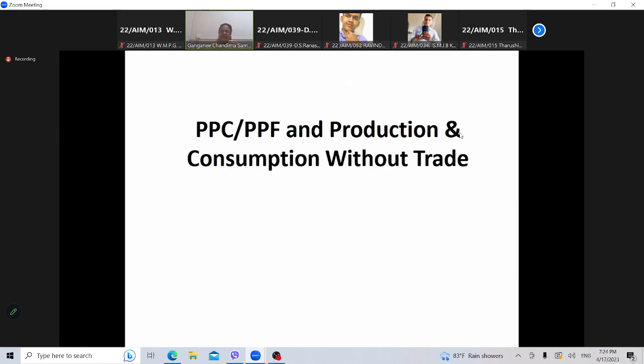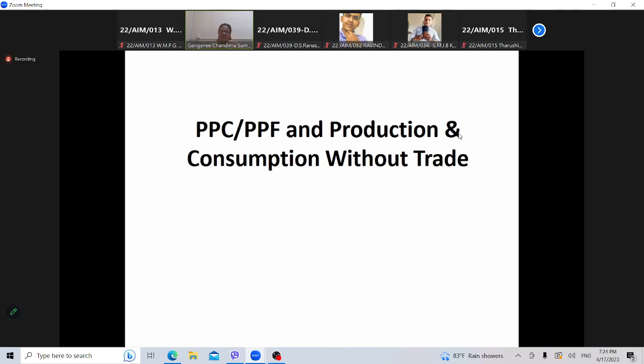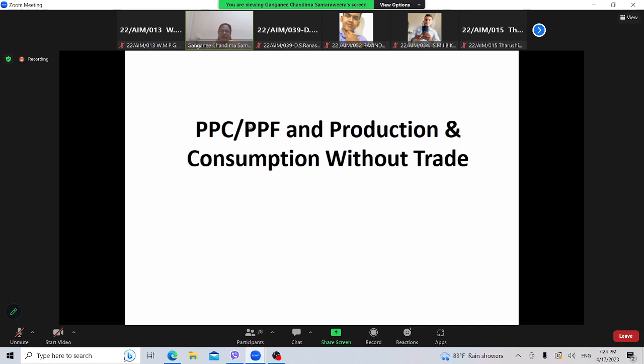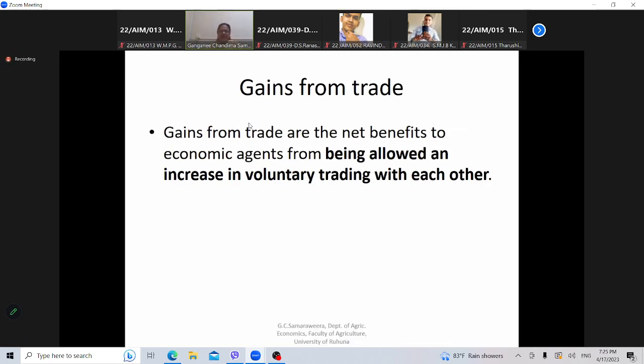We will see production and consumption without trade, because here we are discussing just internal trade. Basically, this production possibility curve we discussed with international trade as well. But since you are doing microeconomics here, we will discuss the local market, local trade, how production and consumption occur without trade. In that case, we will see gains from trade as well.